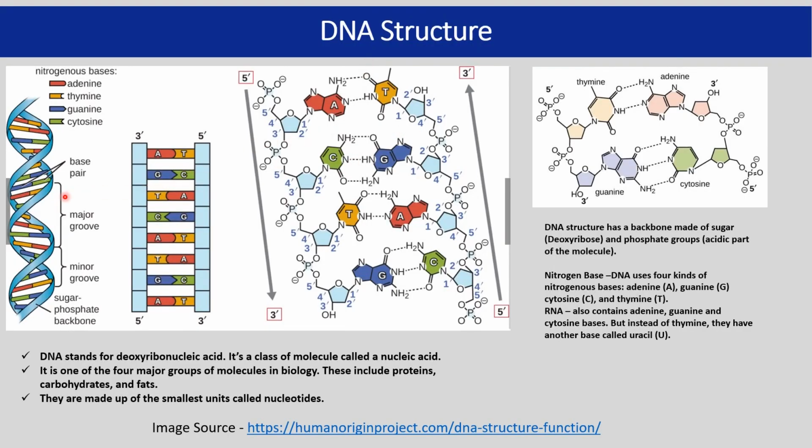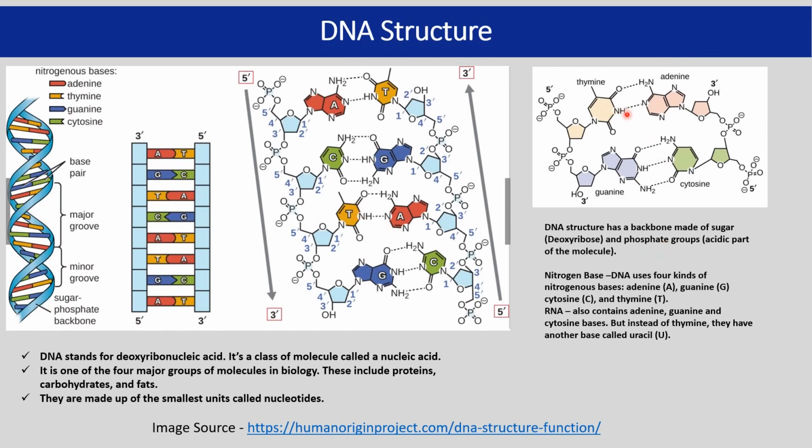As you know, the DNA is a double helix, and if you look into the structure, the DNA backbone is made up of the deoxyribose sugar and the phosphate group, and this phosphate group provides the DNA its acidic property. It has four types of nitrogenous bases, that is adenine, cytosine, thymine, and guanine. In case of RNA, the thymine is replaced by uracil.